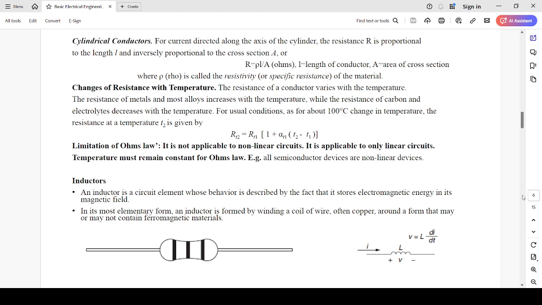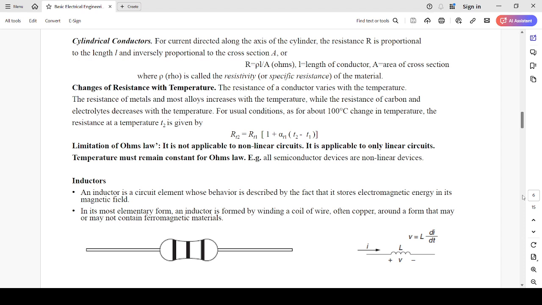Okay. So, dear students, you must remember all semiconductor devices are nonlinear devices. For example, diodes, transistors, field effect transistors, MOSFETs, IGBTs, all are semiconductor devices. For these semiconductor devices, Ohm's law is not applicable. That is, Ohm's law is applicable only to linear circuits. It is not applicable to nonlinear circuits.